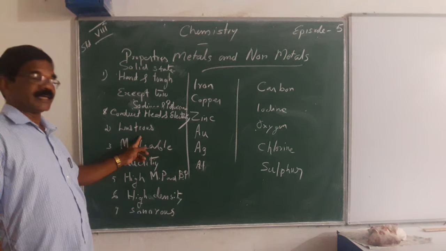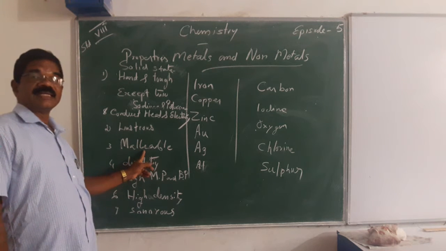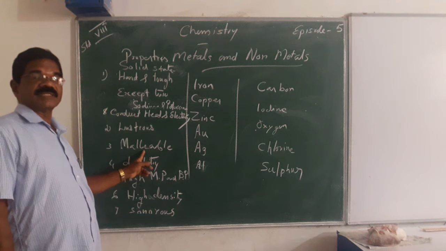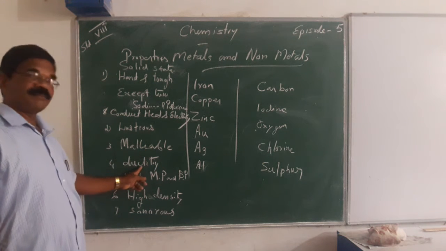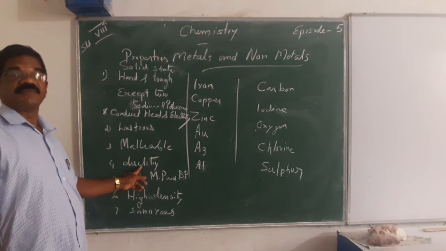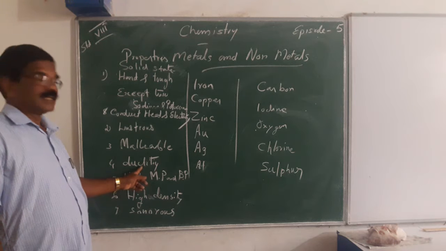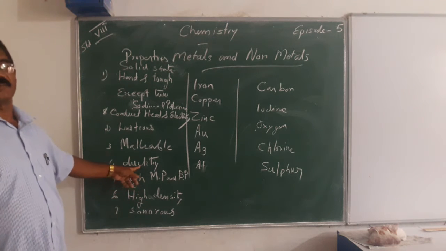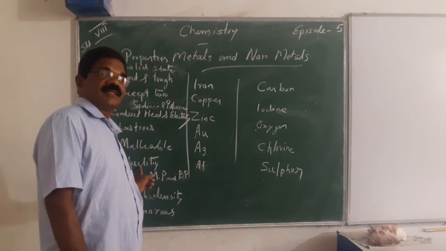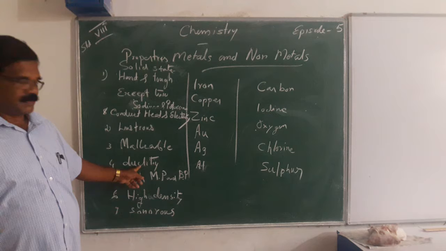Lustrous, shiny appearance. They are malleable. Metals can be changed into thin sheets. That property is known as malleability. Ductility: metals can be drawn into thin wires. That is known as ductility. This quality is used for making ornaments in our homes.